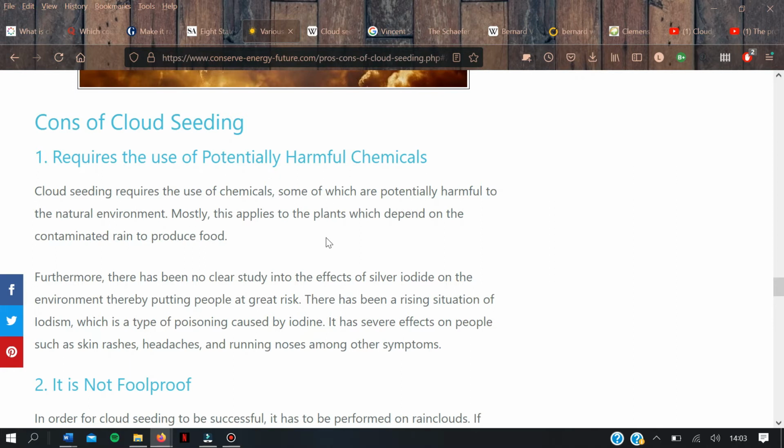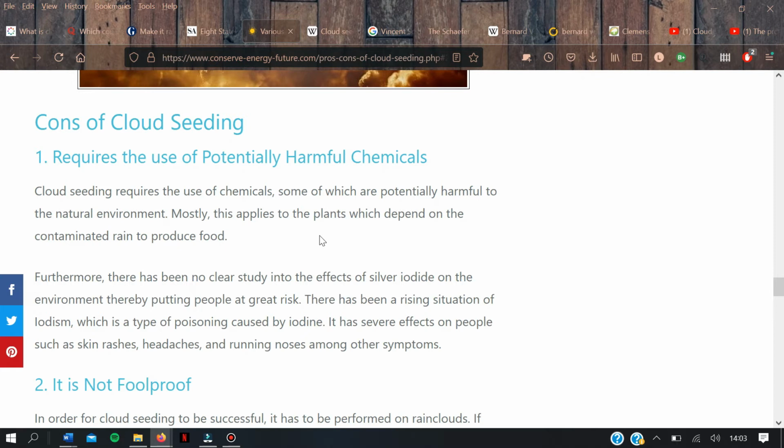Furthermore, there has been no clear study into the effects of silver iodide on the environment, thereby putting people at great risk. There's been a rising situation of iodism, which is a type of poisoning caused by iodine. It has severe effects on people such as skin rashes, headaches, and running noses, among other symptoms.